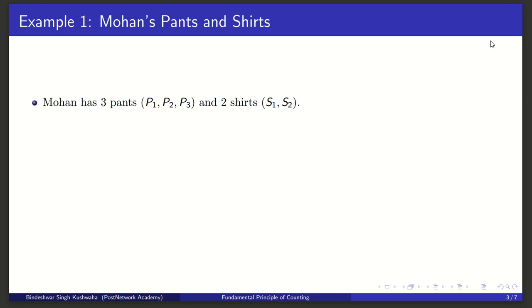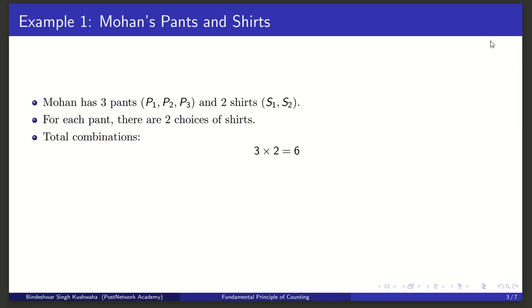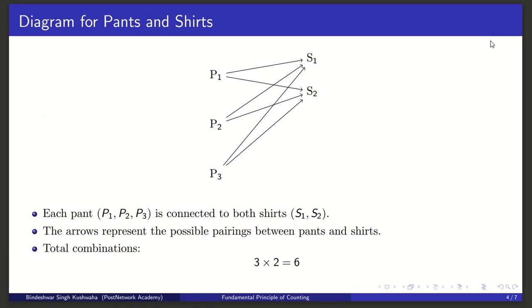For example, Mohan has three pants, namely P1, P2, P3, and two shirts. So, for each pant, there are two choices of shirts. So, total combinations are 3 into 2. And these combinations are P1S1, that is the first combination, P1S2, second, P2S1, third, P2S2, and P3S1, P3S2. So there are 6 combinations.